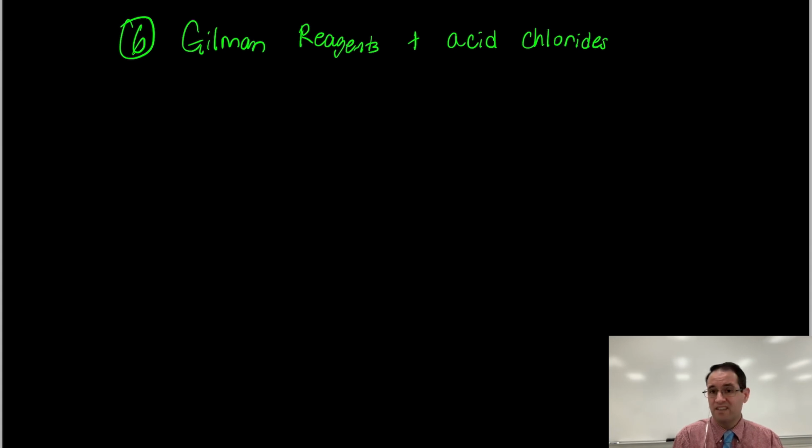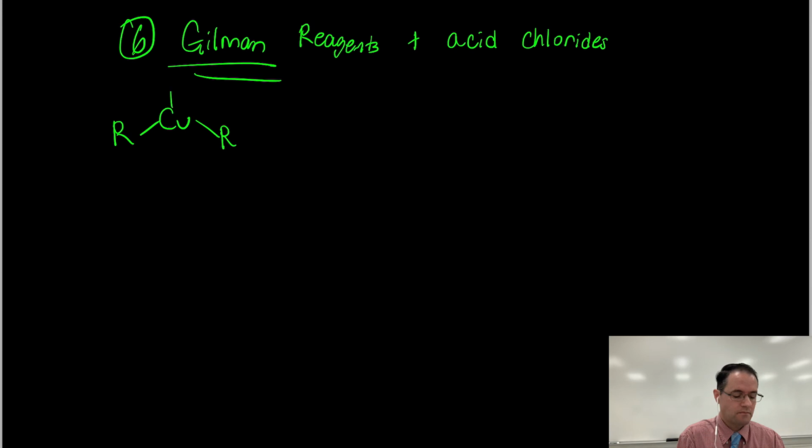Now, because of the very decreased reactivity of the lithium dialkyl cuprates, they only add once, or substitute the chloride in the acid chlorides. So a Gilman reagent is going to look like this. Strange little thing, right? It's a metal bonded to a metal. And then that can react with acid chlorides to deliver only one R group.